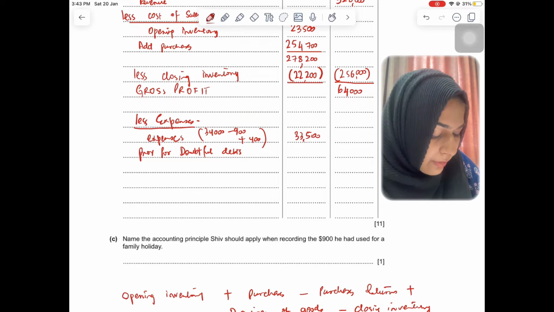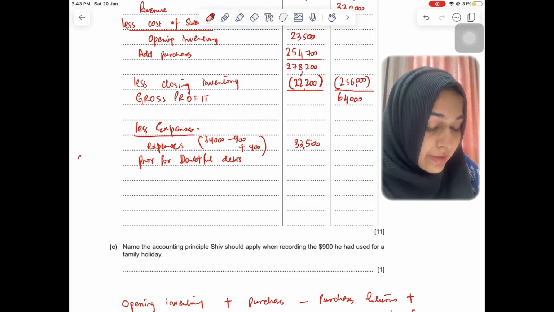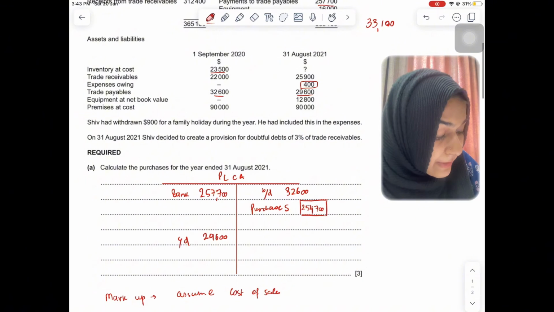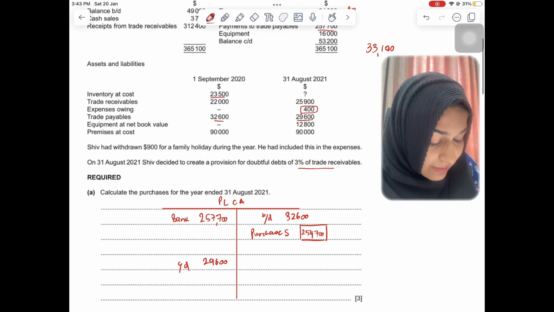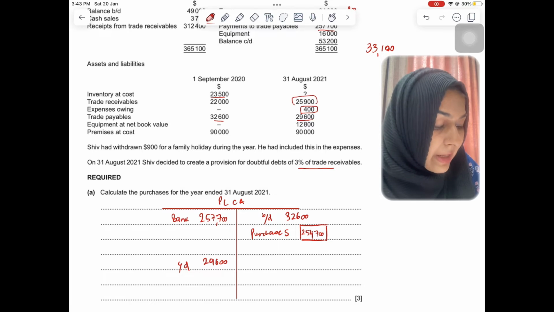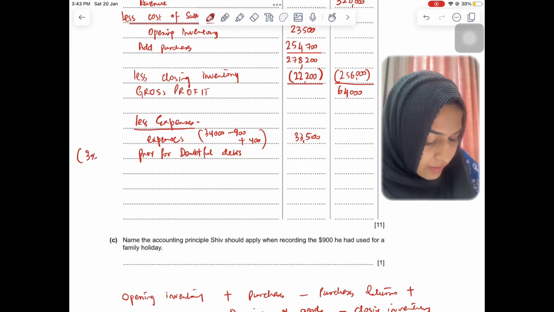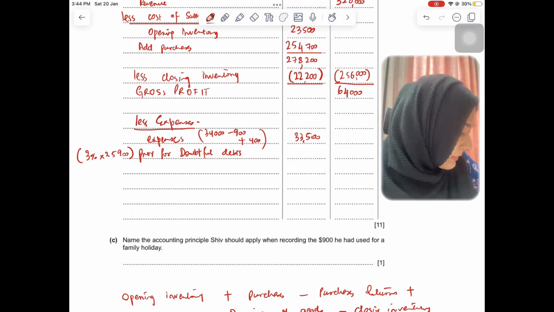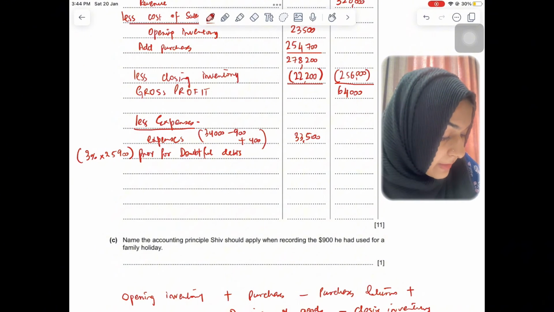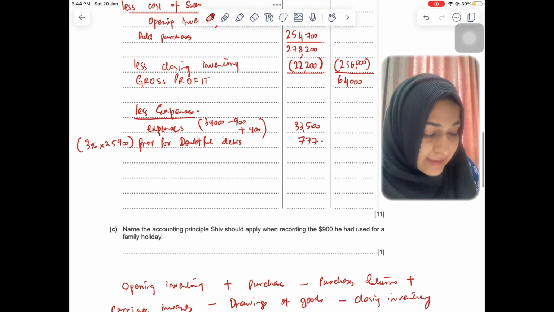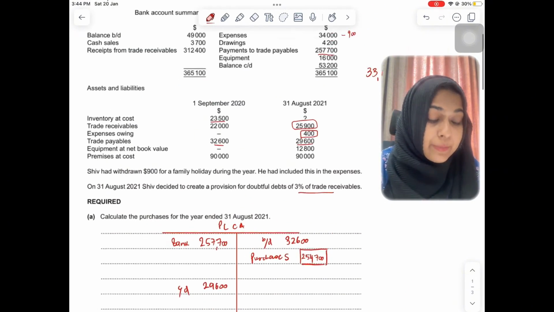Okay, when you calculate provision for doubtful debts, they've given you 3% of trade receivables. So 3%, and trade receivables at end here is 25,900. So you write 3% of 25,900, and you multiply this and you get 777. Okay, the next thing, the last thing here, is depreciation.